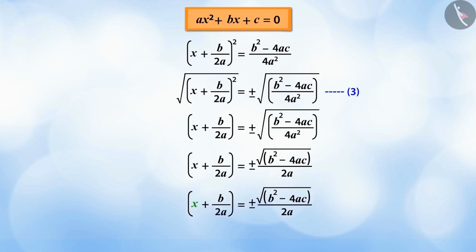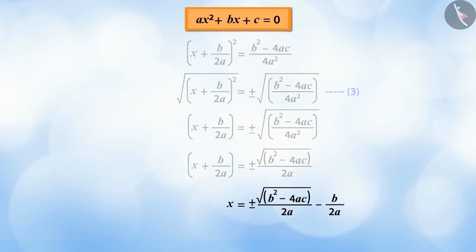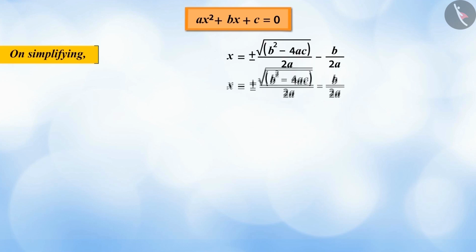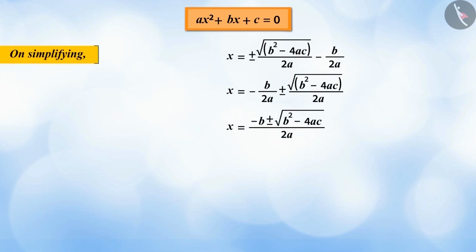Now keeping the variable x on the left, the constant term b over 2a is moved to the right side. On simplifying this, we get x is equal to minus b plus or minus root of b square minus 4ac by 2a, which is represented in equation 4.